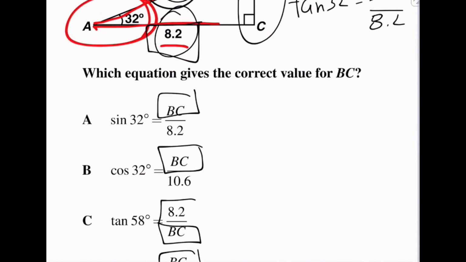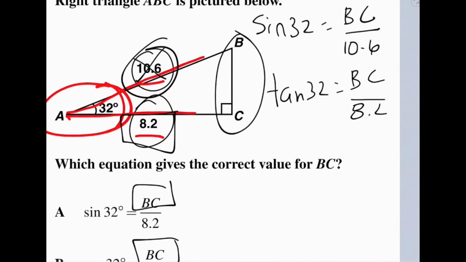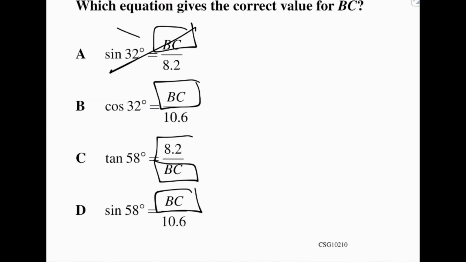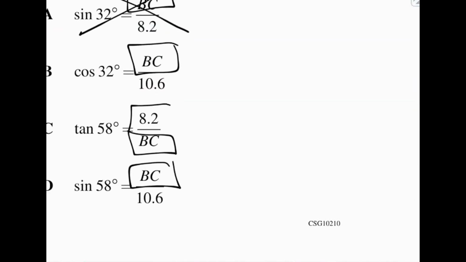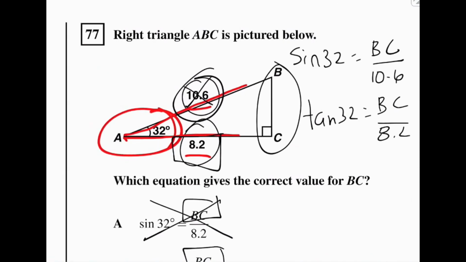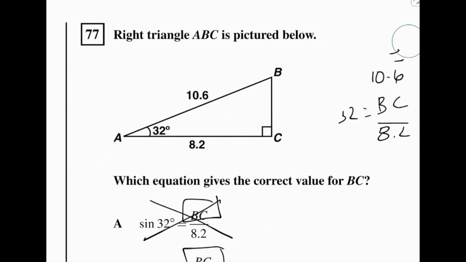So which one of these do we see? Do I see sine of 32 equals BC over 10.6? No. Do I see tangent of 32 equals BC over 8.2? No. So now they're getting a little tricky here. So everything I looked at isn't working. So now where can we go? What can we do? We can give up and just guess, but I don't think we should do that.